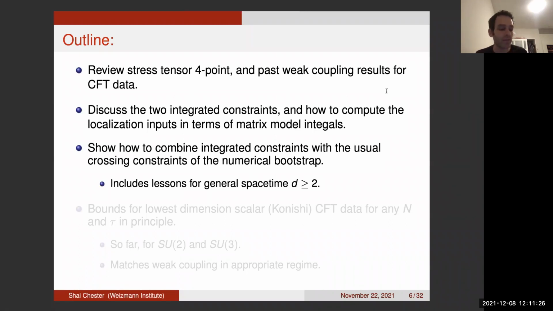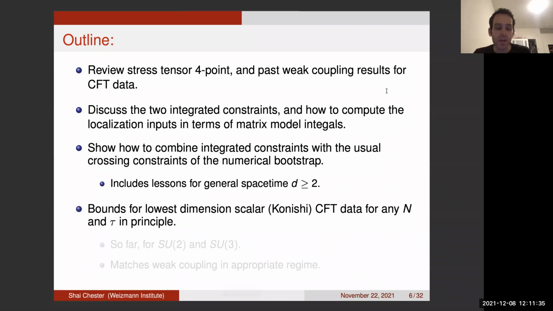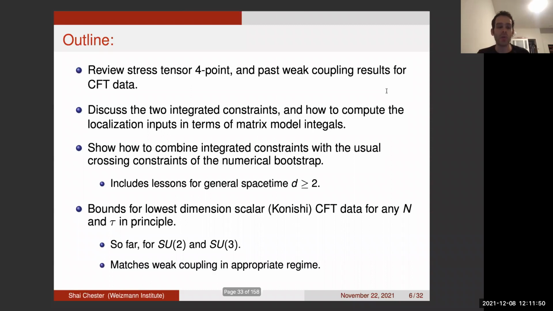Because I want to emphasize that this talk, while mostly focused on N equals 4, I think holds some general lessons that should be useful for many dimensions, many different theories. Finally, we're going to show bounds for the lowest dimension scalar, which at weak coupling is called the Konishi, for any value of N and tau in principle, although in practice, we focus on N equals 2 and 3. So the SU(2) and SU(3) theory, but we did do it for any value of tau. And in the weak coupling regime, we're going to show that we can match these weak coupling results to 4 loops, which is a very non-trivial check that we're really bootstrapping the physical theory.